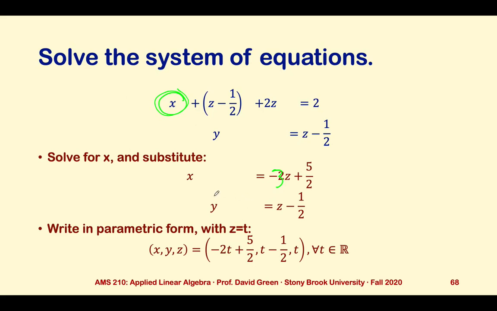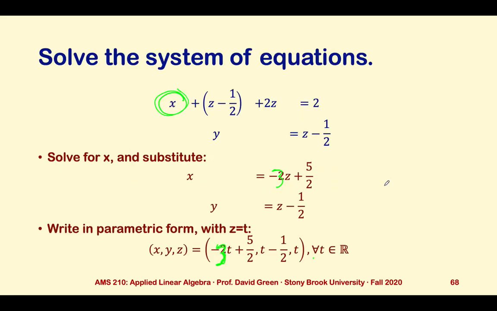It's often cleaner to write this in a parametric form for our vector. Our solution is x, y, z equals, again, negative 3t plus 5 halves, t minus a half, and t, where t can be any possible real value. The free variable, z, which we've substituted with the symbol t, can take on any possible number.